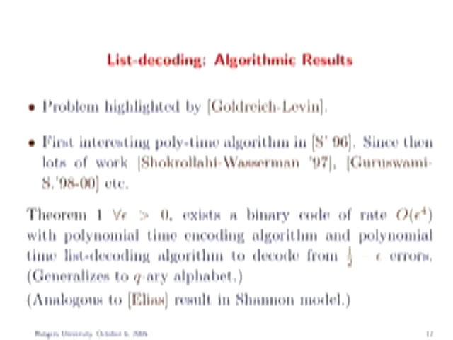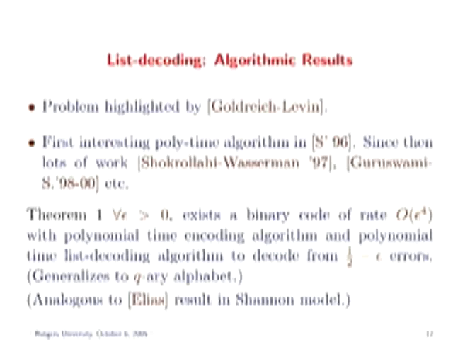What we can get is codes of rate omega of epsilon to the 4th. So something positive, not as large as Shannon promised, in fact, quite a bit worse off, but nevertheless it's positive, and it says that there are codes whose rate is that much, whose encoding and decoding is polynomial time, and it will come up with lists of size 1 over epsilon to the 4th or some such thing if there are 1/2 minus epsilon fraction errors. So under no circumstance will it produce too large a list. If the channel is somewhat more benign, then the list will be of size 1. And we will be able to achieve that rate.